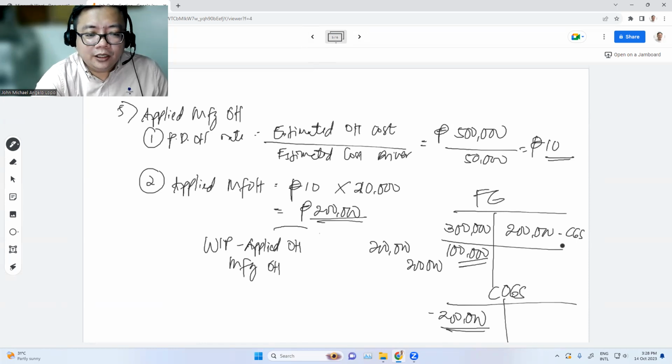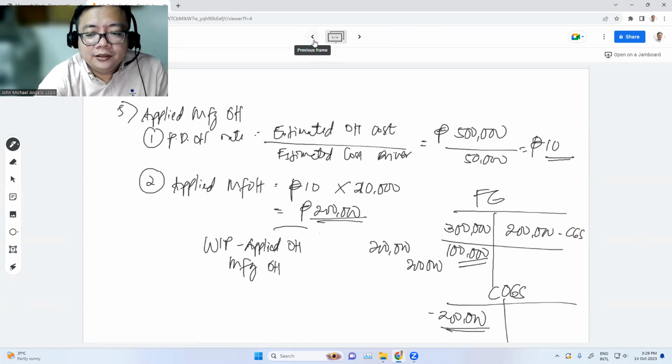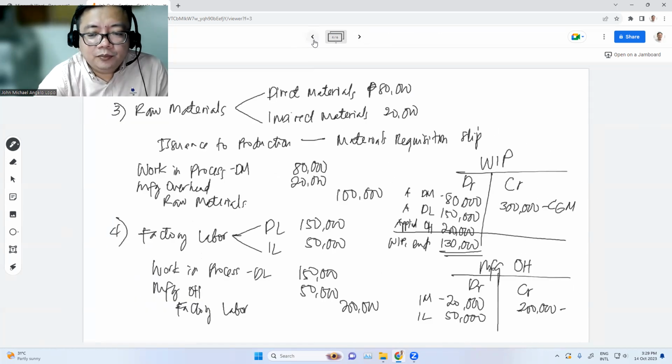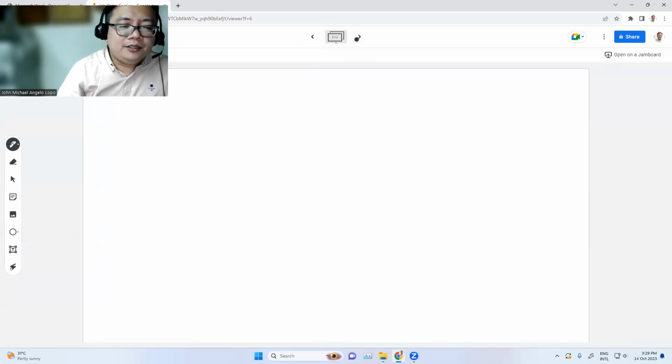Finished goods. Okay. O nga pala, ito pala, wala pa tong entry, no? Saka dito pala, wala pang entry. Alright? The 300,000 in terms of the CGM. So what is the entry for the CGM of 300,000? Number 7, the answer cost of goods manufactured, it is worth 300,000.